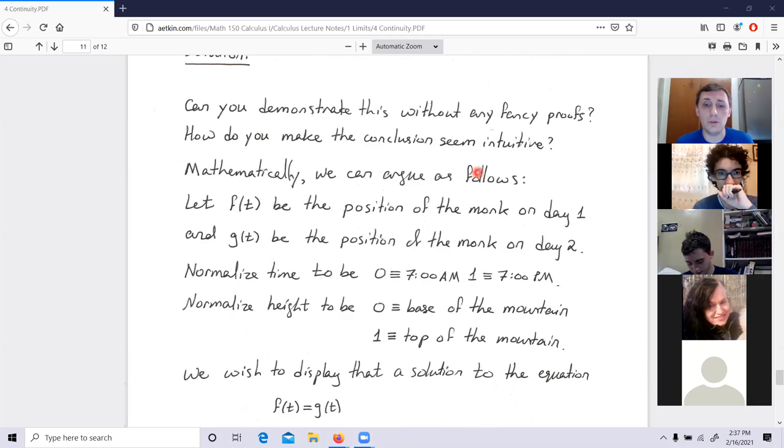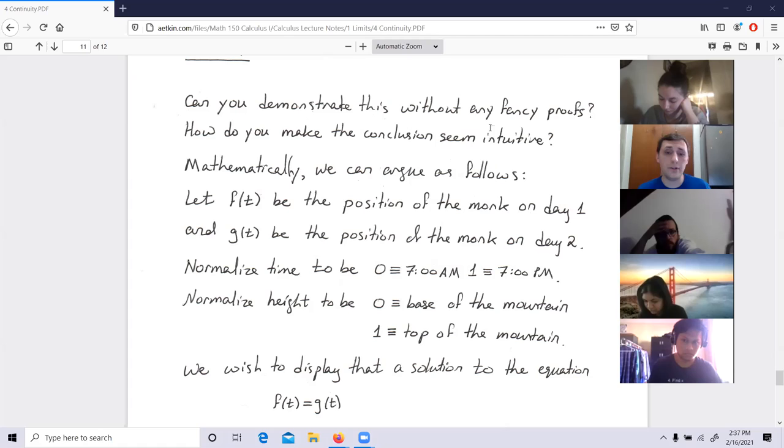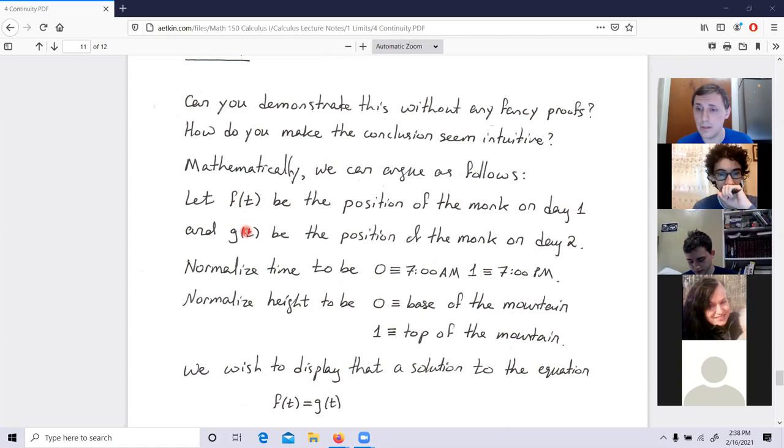Here is the solution suggested by Christiana, and that's how we prove it, okay? So mathematically, there is going to be a position of the monk as a time function on day one, and there is going to be another function on day two. Those are the functions f and g. Clear? I will normalize the beginning of the video to be at zero, and the end of the video to be at one. It's just more convenient for me.